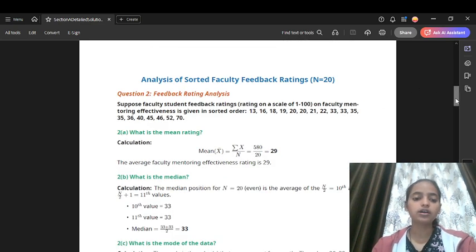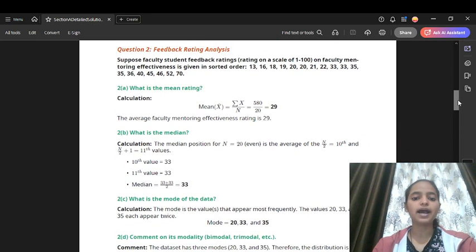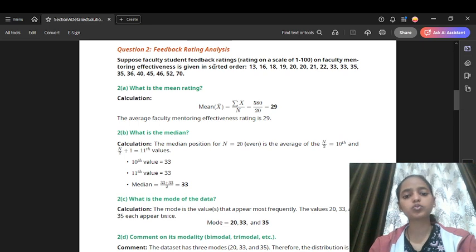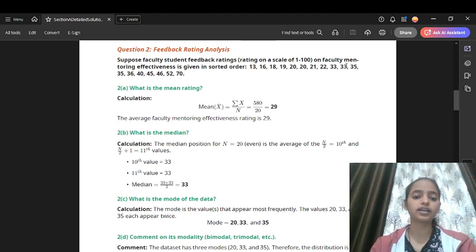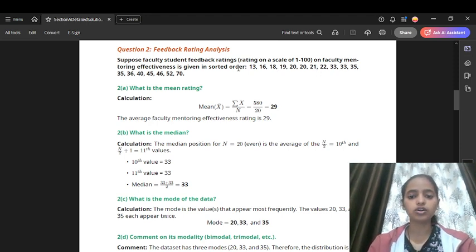Now we have question number 2, which is feedback rating analytics. Suppose students' feedback ratings on a scale of 1 to 100 on faculty mentoring effectiveness are given in sorted order: 13, 16, 18, 19, 20, 21, 22, 33, 33, 35, 35, 36, 40, 45, 46, 52 and 70. What is the mean rating?